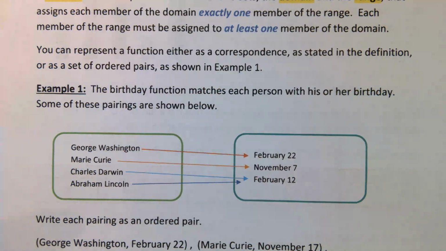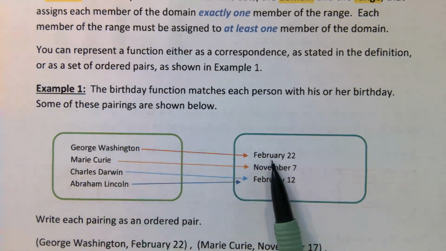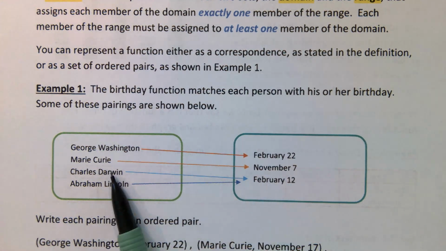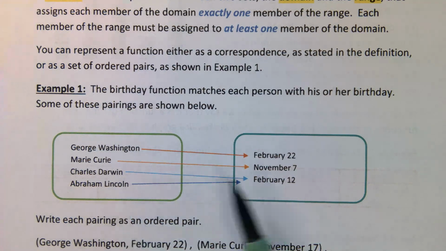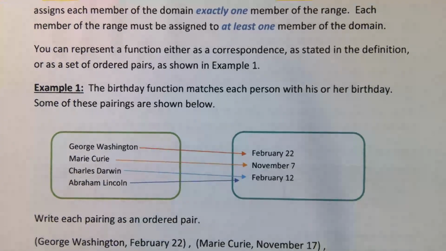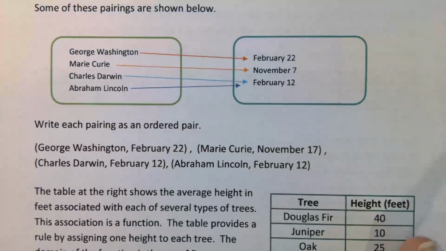Now we know these are functions because for George Washington, there's only one birthday. For Abraham Lincoln, there's only one birthday. Even though Charles and Abraham share the same birthday, nobody really cares because there's a specific one assigned to Abraham and a specific one assigned to Charles. So that makes them a function. And we can write each pairing as an ordered pair.